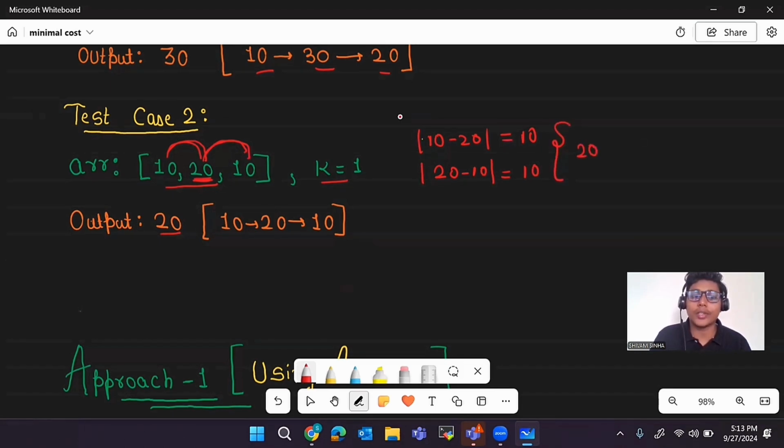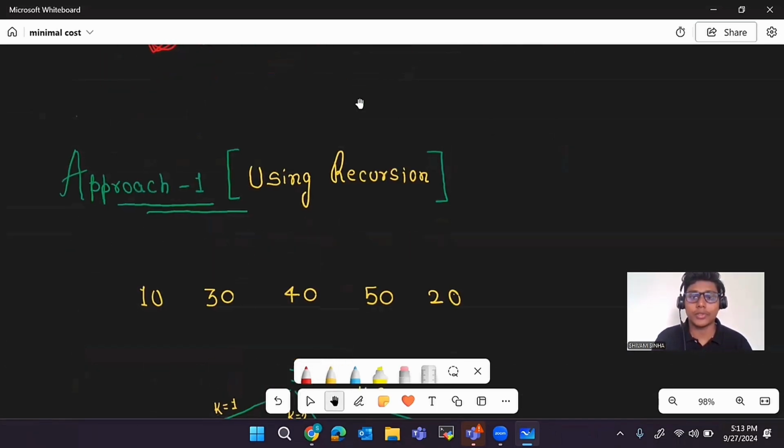So that's the reason your output is 20, and this is your path. You actually don't have to print the path, you just have to print this 20, right? This is given for your reference. Now let's try to understand the approach to solve this question. So here we have the first approach.